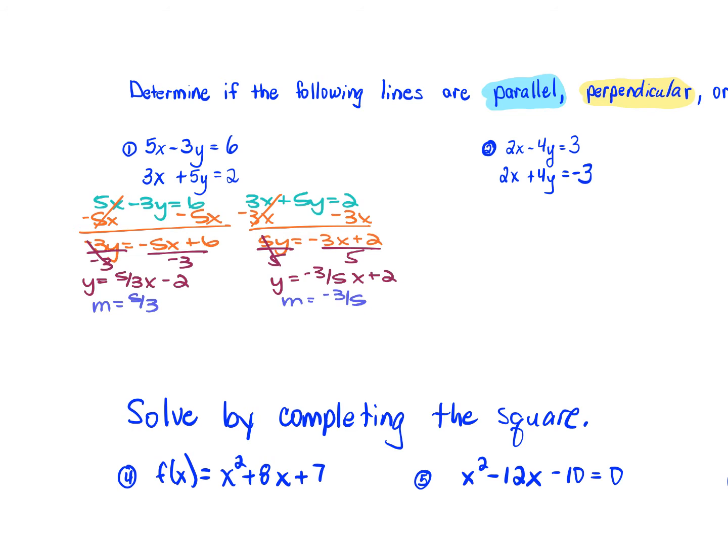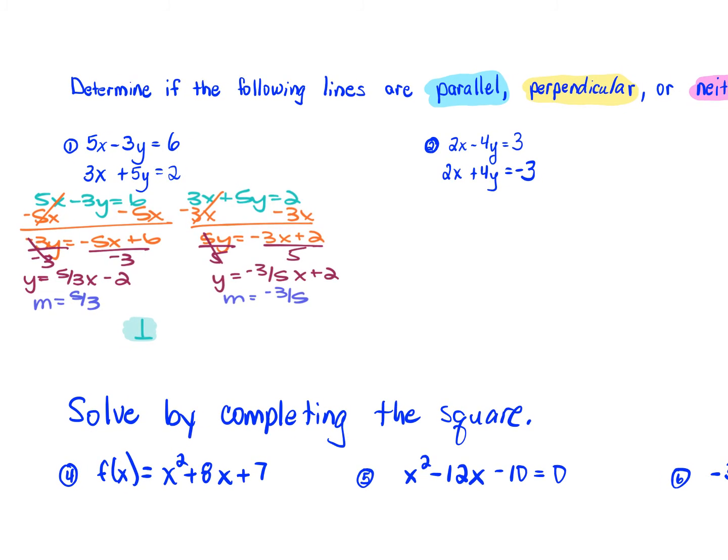If you compare your two slopes, they are opposite reciprocals. 5/3 and negative 3/5, opposite reciprocals. So these two are perpendicular. You can use the symbol for perpendicular if you'd like to. Totally up to you. For number 2, it gives you 2x minus 4y is equal to 3, and 2x plus 4y is equal to negative 3.